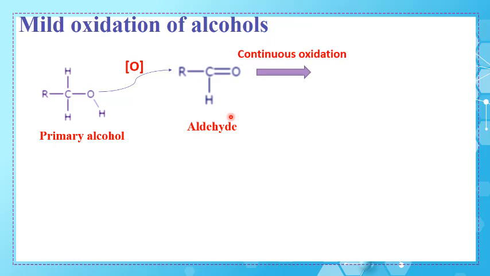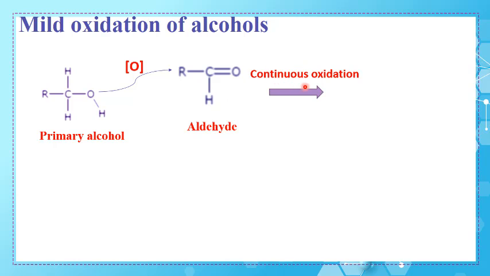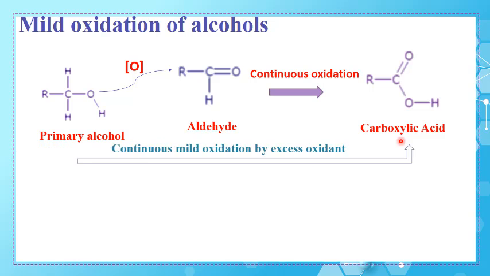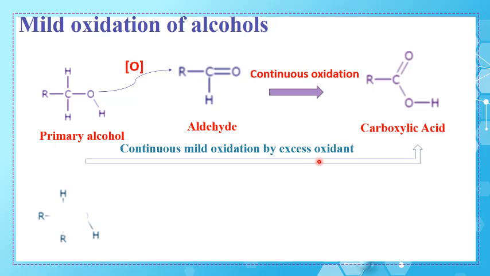Now, the mild oxidation can continue in this case, and this is what we call continuous oxidation. So the aldehyde will be transformed into a carboxylic acid. As you can see, here it is C double bond O, OH. This is the carboxyl group of carboxylic acid. Continuous mild oxidation can occur when we have excess oxidant. We will see it later.